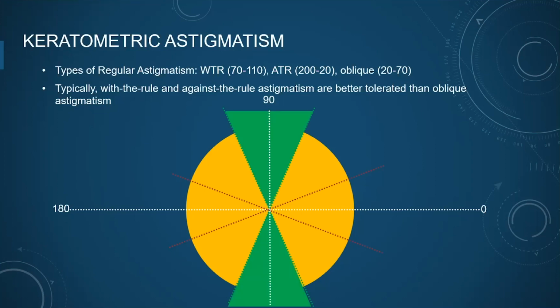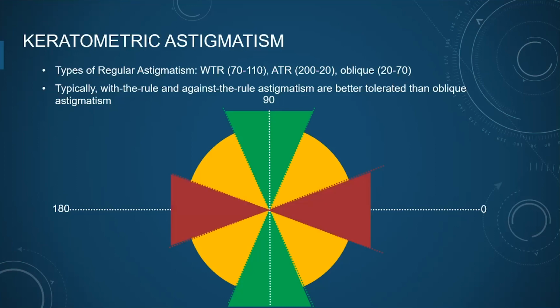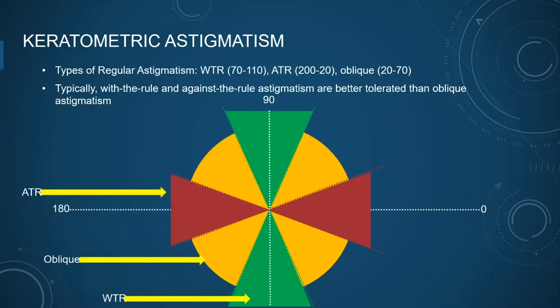So here, if we look at the green triangles, this is the with the rule astigmatism. So that's 20 degrees on either side of 90 or 270, however we want to call that. Against the rule astigmatism is going to be 20 degrees on either side of 0 and 180. And oblique astigmatism is going to be basically the pie slices in between. So this is going to be against the rule, oblique, and with the rule.